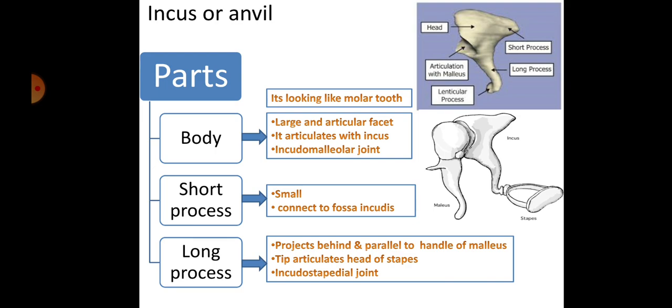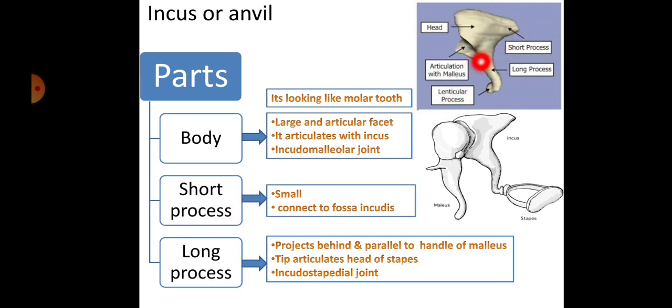Next we are going to discuss the incus. The incus looks like a molar tooth. Because of that reason it is called incus, and it is also known as the anvil. This is divided into three parts: the body, the short process, and the long process.